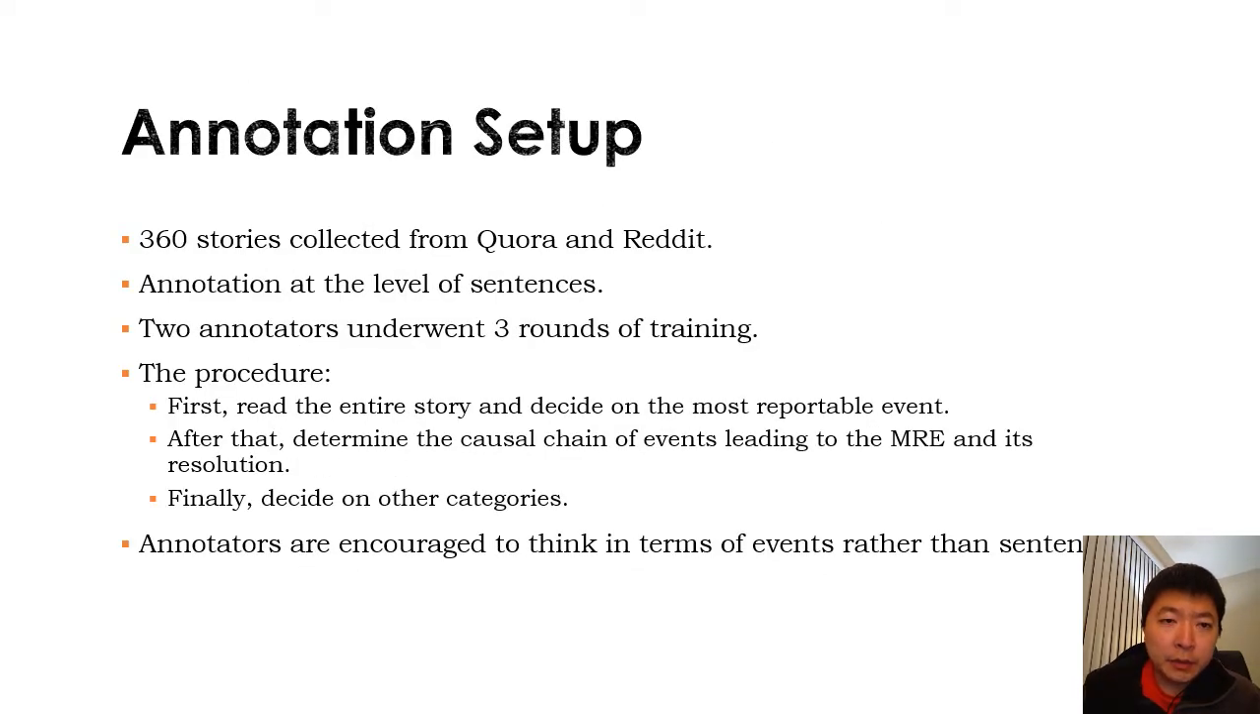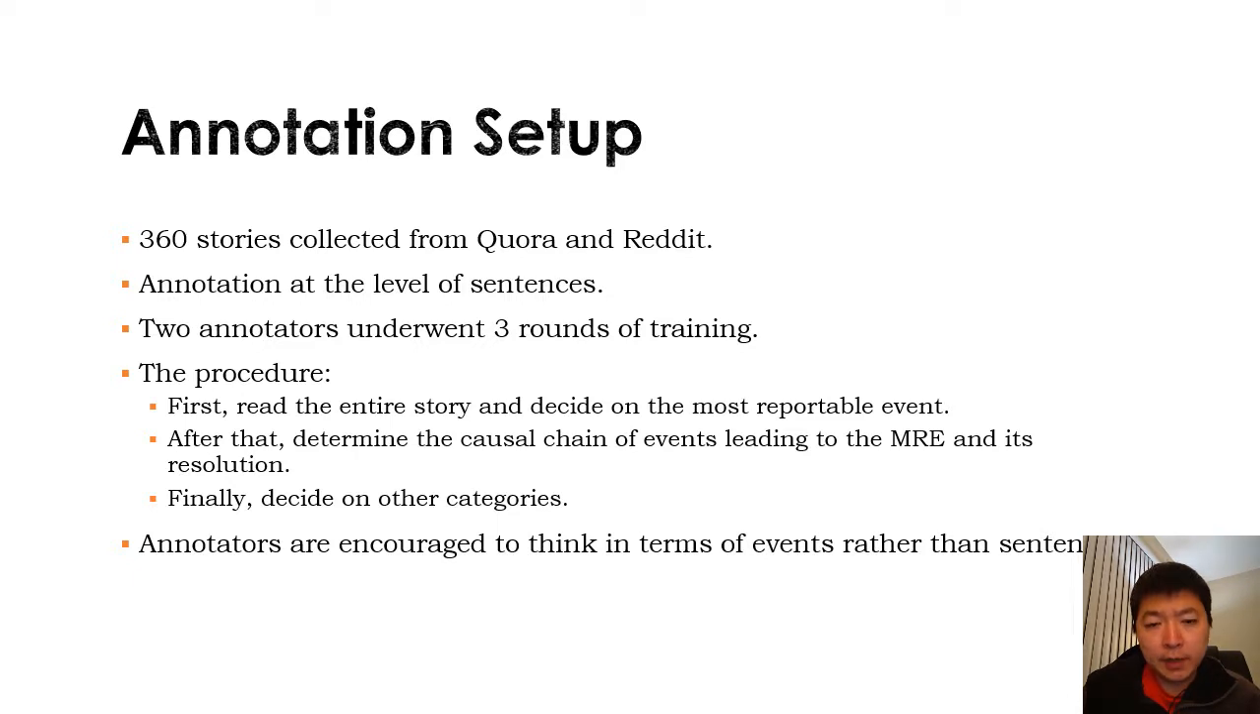Now let me discuss how we annotated the stories. We have collected in total 360 stories from 2 websites, Quora and Reddit. We annotated the story at the level of sentences. The annotators are not allowed to break up a sentence and apply 2 labels to different parts. We had 2 annotators who underwent 3 rounds of training, and we asked them to follow the following procedure.